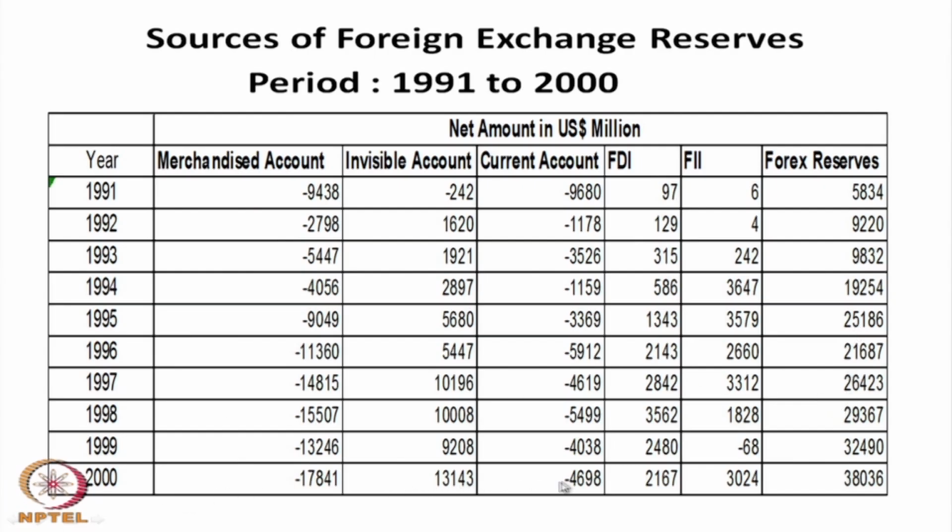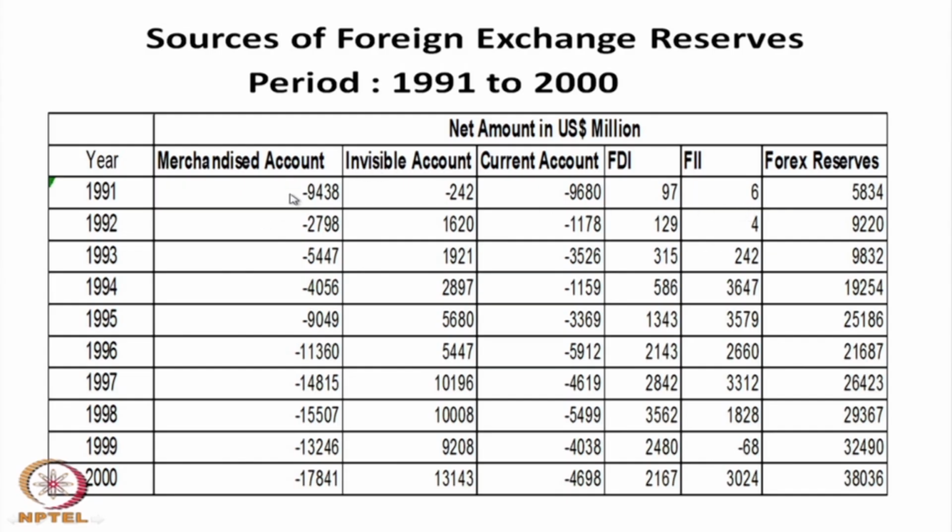If you see, there has been a significant improvement in foreign exchange reserve. It is almost 38 billion compared to 5 billion in 91. So, in 10 years we have migrated from 5 billion in 91, 92 to 38 billion US dollar in 2000. If you see the growth in foreign exchange in the last 10 years, 91 to 2000, it is the invisible and the foreign direct investment and FII investment.